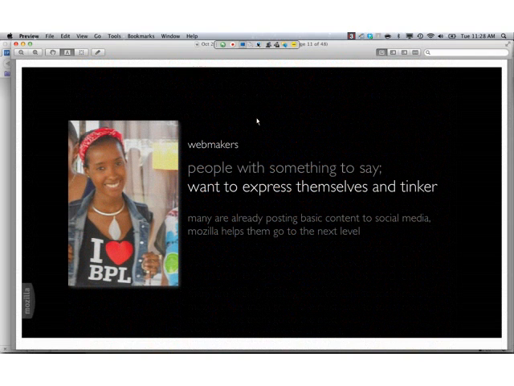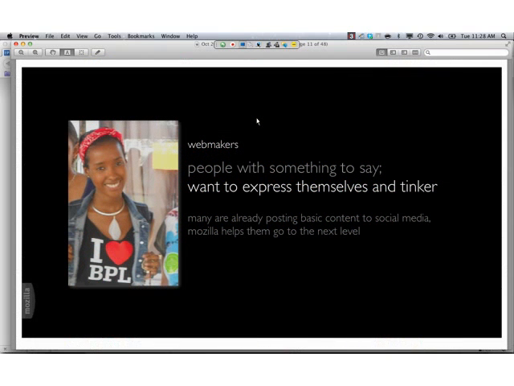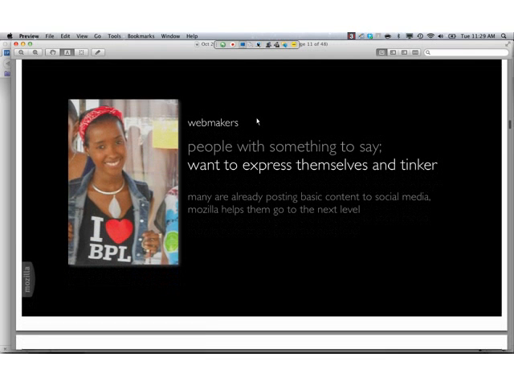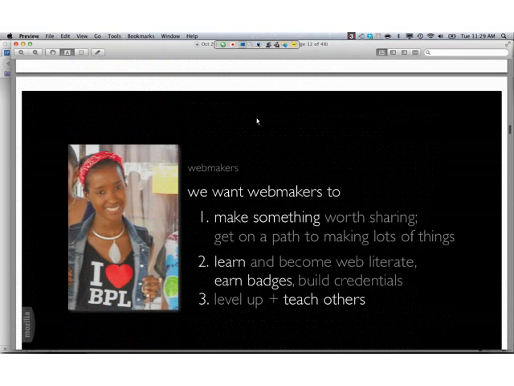Webmakers are not defined by a specific demographic. We're defining this group by a psychographic. So we're looking for what are the common attitudes, desires, and wishes that these people have. They may be young, they may be old, but they all share some of these feelings and these desires. They are people with a thing to say, and they want to express themselves and tinker. As Chris Lawrence says in the Webmakers video, if you're somebody who's uploading photos to Flickr or creating videos on YouTube, you're on the beginning path to becoming a webmaker. You're already somebody who's expressing yourself online. And we want Webmaker to be a way that you see to level up and make the things that you want to make online even more exciting and worth sharing.